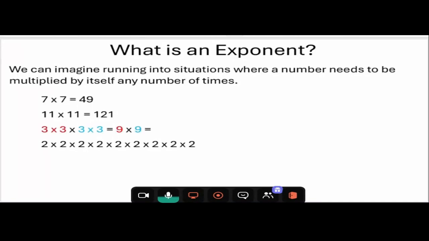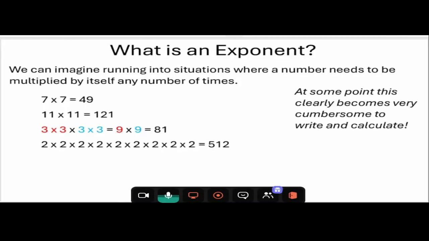You might be able to save a little time because you could turn 3 times 3 into 9 and the other 3 times 3 into 9. And then 9 times 9 is 81. But now look at this: 2 times 2 times 2 times 2 times 2, and so on and so on. Type it all in, you'll get 512. The point we want to make here is simply that at some point, this is going to become really annoying to have to do. And in fact, it might even get to the point of being near impossible, depending on how many times you are multiplying that number by itself.